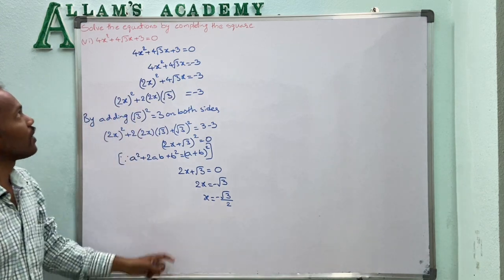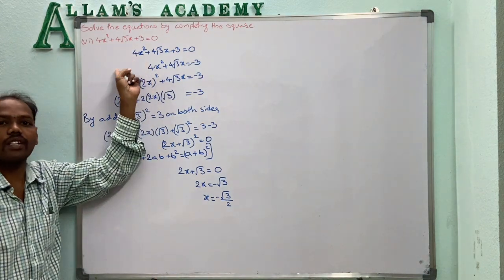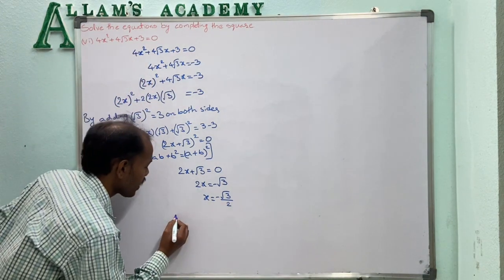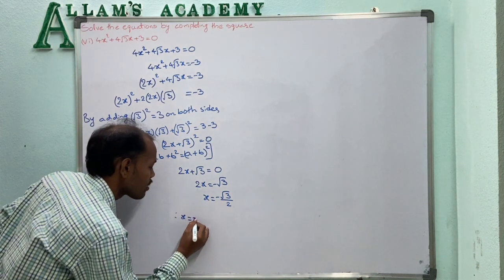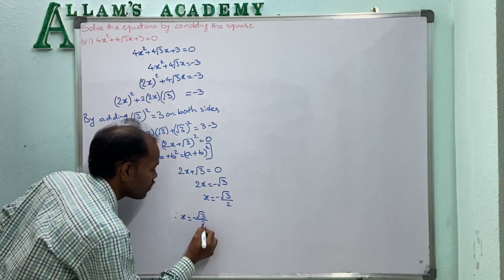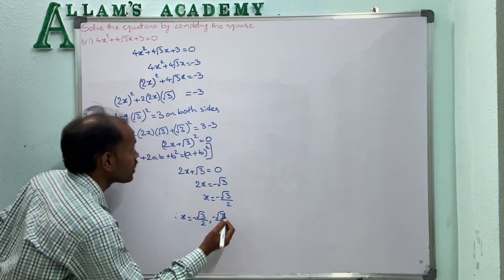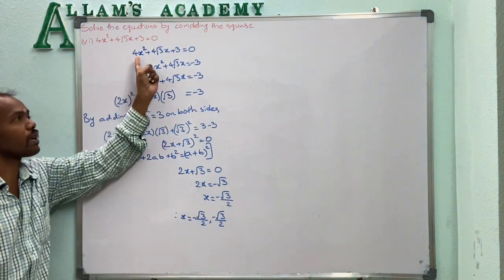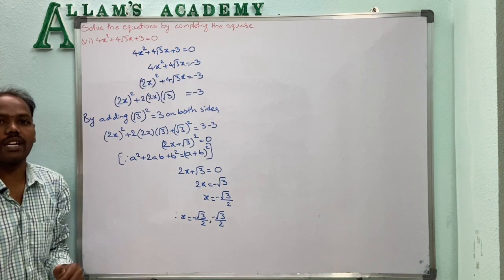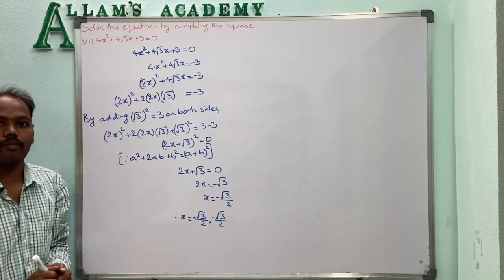So here the quadratic equation given has two zeros, that means we can write x equal to -√3/2, -√3/2 only. These are the zeros, -√3/2, for the quadratic equation 4x² + 4√3x + 3 = 0.